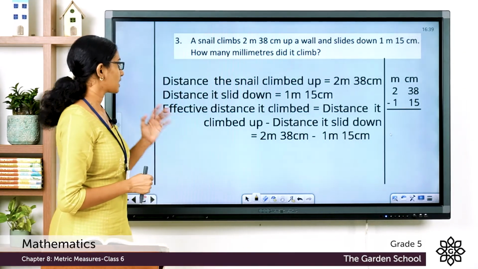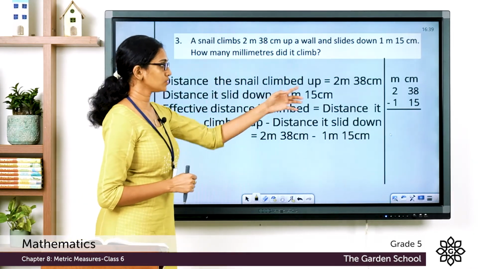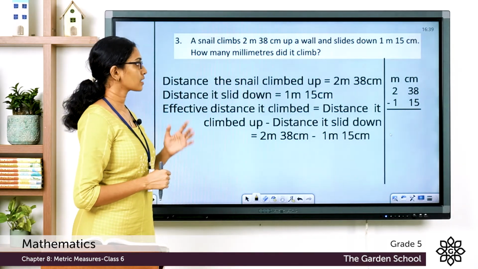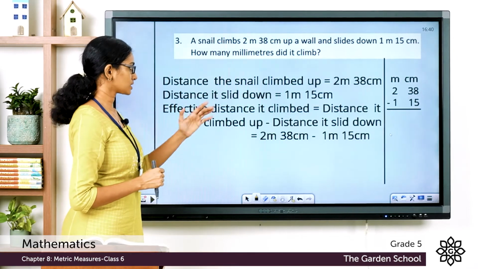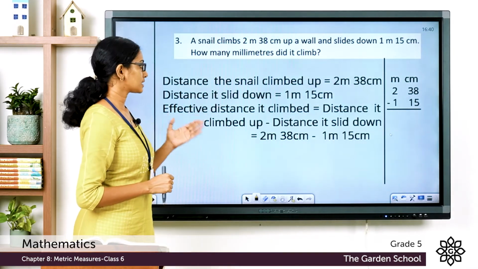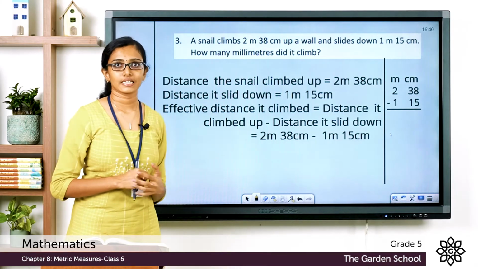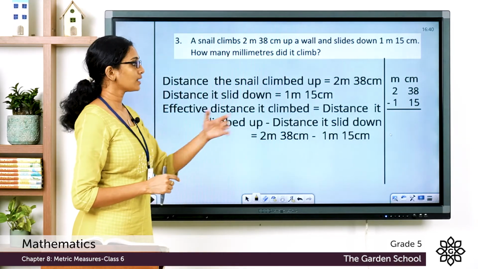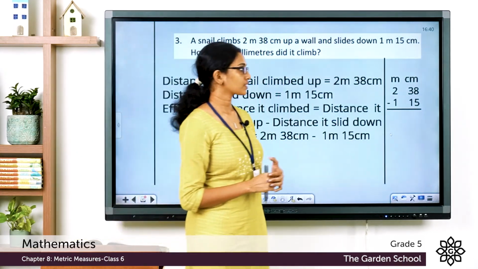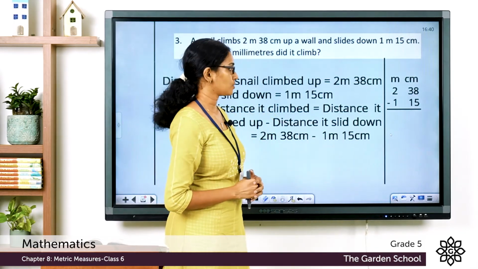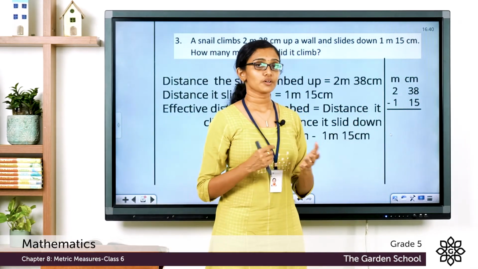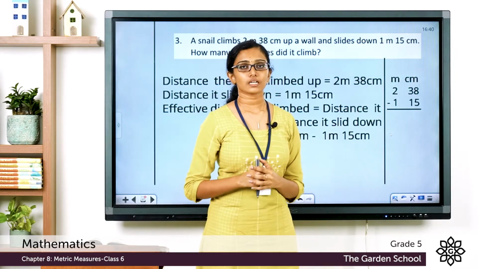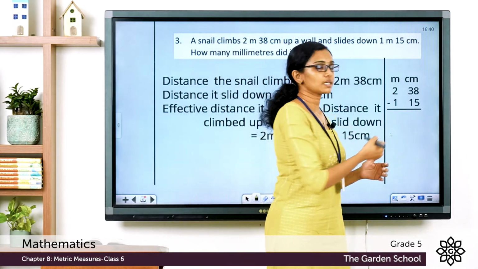So let's see the steps. Distance the snail climbed up is equal to 2 meter 38 centimeter. And the distance it slid down is equal to 1 meter 15 centimeter. Effective distance it climbed is equal to distance it climbed up minus distance it slid down. And that is equal to 2 meter 38 centimeter minus 1 meter 15 centimeter. And now let's do the subtraction of these measurements. So we have written the measurements in centimeters in the centimeter column and the measurements in meters in the meter column.